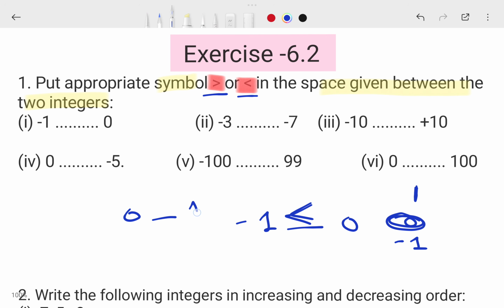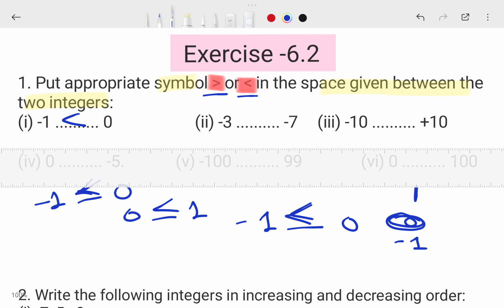From 0 to 1, which is greater? Of course this 1 is above, so 1 is greater. But -1 to 0, which is greater? 0 is greater. Okay now? So here which is greater? 0 is greater. Always remember.